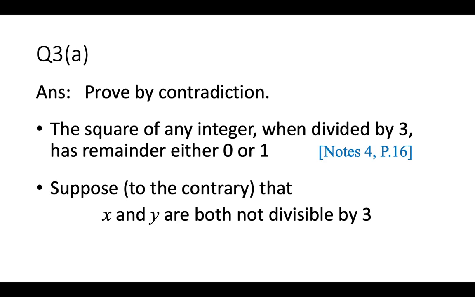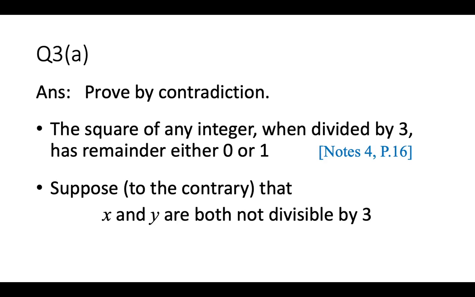So for any integer, if we square it and then divide by 3, it will always have remainder either 0 or 1. We have done this already in lecture notes 4, and this is not difficult to show. You just prove it by cases. So a square number, when divided by 3, will always have remainder 0 or 1. Now we try to prove this by contradiction.